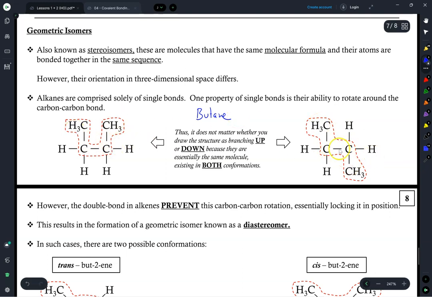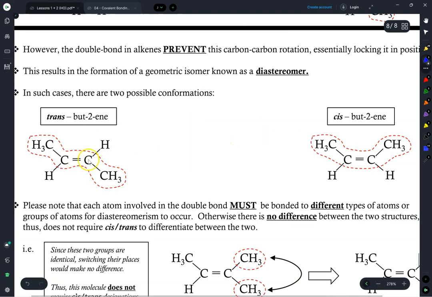because they're allowed to rotate freely along the horizontal axis, so both up and down is allowed. However, the moment I put a double bond in between these 2 carbons, they are now locked in position. I cannot rotate the H down here and the CH3 up here to make this version because the double bond prevents you from rotating freely. So while this version of butane and this version of butane are the same, the moment I put a double bond in and call it but2ene, they are no longer the same structure. This version of but2ene will react differently than this version of but2ene. They will both have different physical and chemical properties because of their different structures.